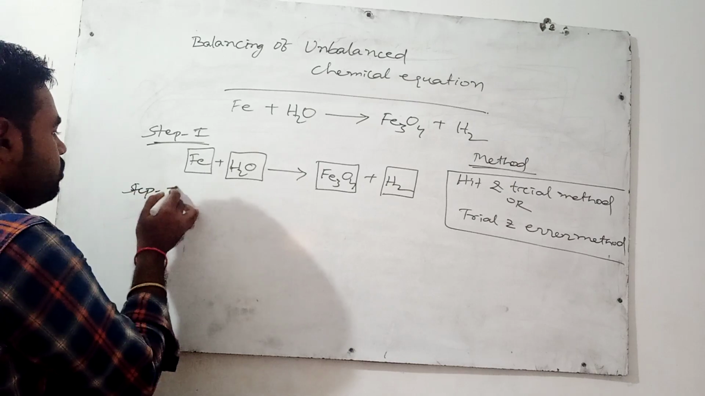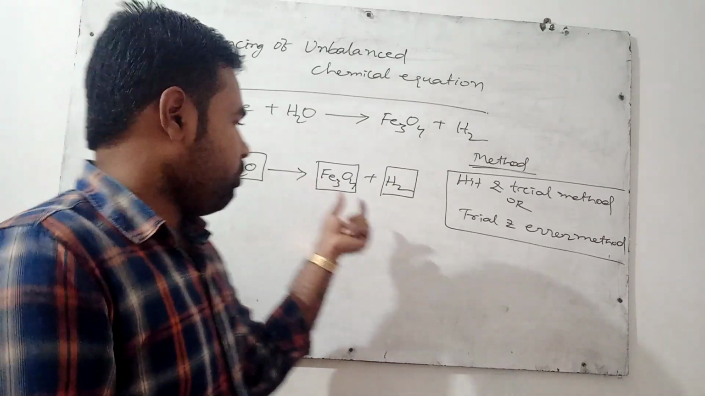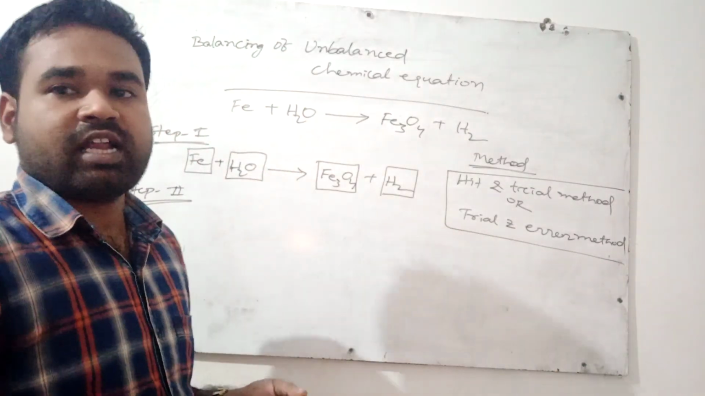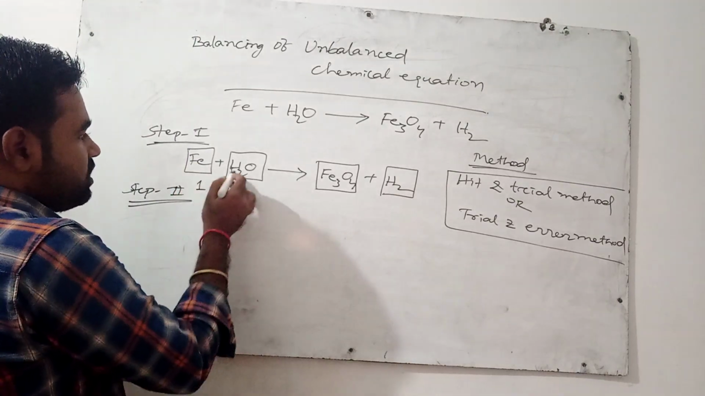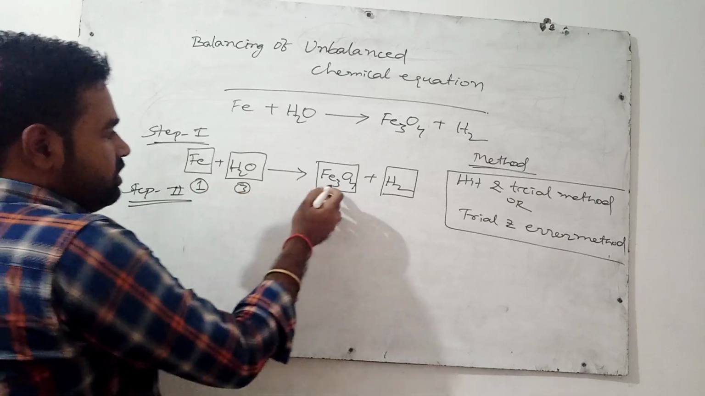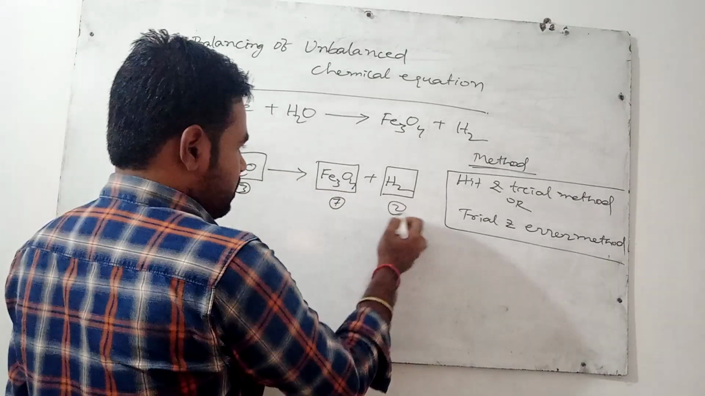Next, in step 2, what do you have to do? You have to find the symbol or formula which contains the maximum number of atoms, and start balancing from that. Here one Fe atom is there. Here 2 hydrogen atoms and one oxygen, so a total of 3 atoms. Here 3 and 4, so 7 atoms. Here 2 atoms.